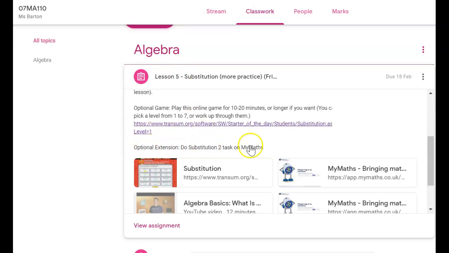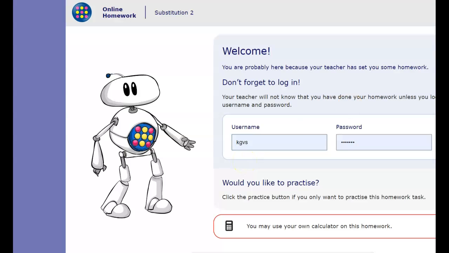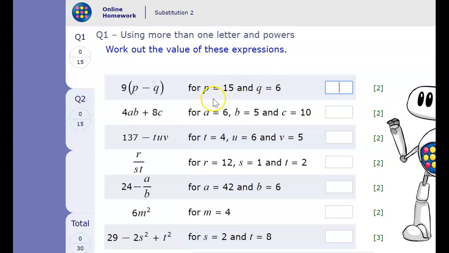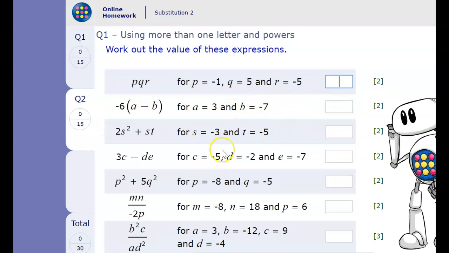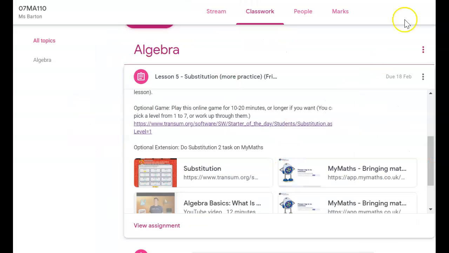And the other extension is substitution 2, which is quite similar to the one we've just looked at, but with multiplying as well. So you can see you've got some slightly harder expressions down here, and then you've got multiple letters and pronumerals with different values. And on question 2, you've also got some negatives there as well. So if you think you can do that, then I would really like you to have a go at that. But your priority is to catch up on any work that's outstanding first.